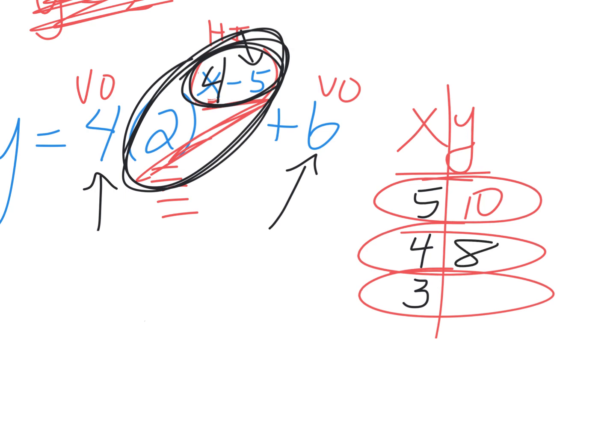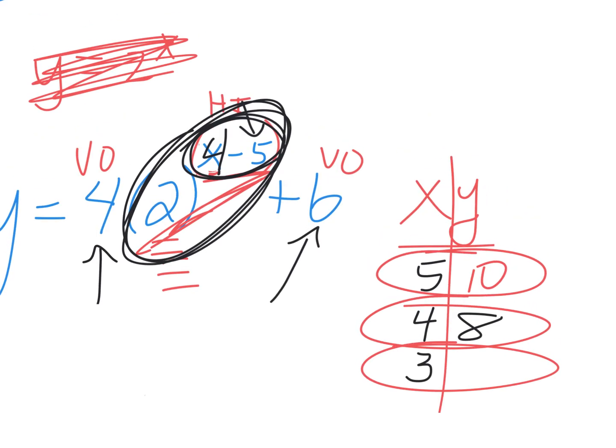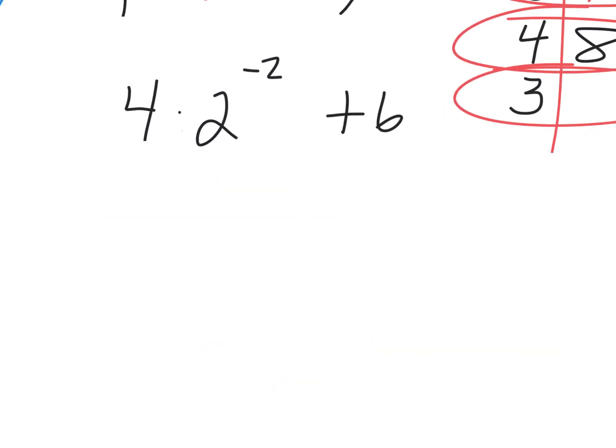Did any groups have that? Okay, good. And then last but not least is the 3. This is the hardest one. Somebody who's confident, tell me and be bold. I've now got 4 times 2 to the negative 2 plus 6. I know it's a little scary, but it's not that scary. Yes? The negative 2 will make it 1/4. 2 squared is 4, and then the negative makes it 1/4.